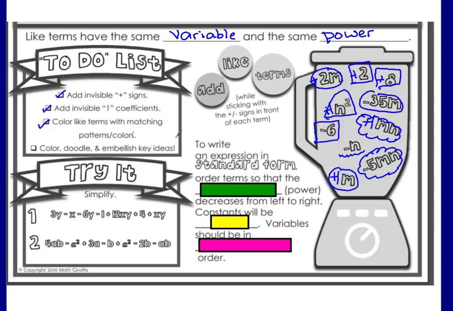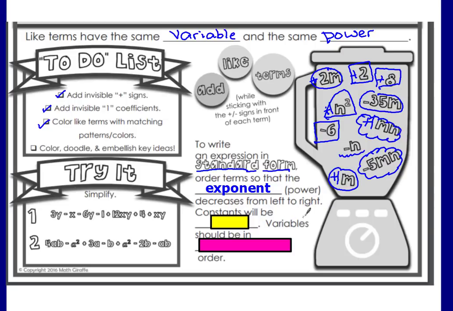Okay, so we did this one. And then, of course, on this sheet, color, doodle, and embellish the key ideas so that you remember them. There is an actual way to write your expressions once you've simplified them and combined the like terms. And this is called standard form. To write your simplified expressions in standard form, you're going to order the terms so that the exponent, or the power, decreases from left to right.